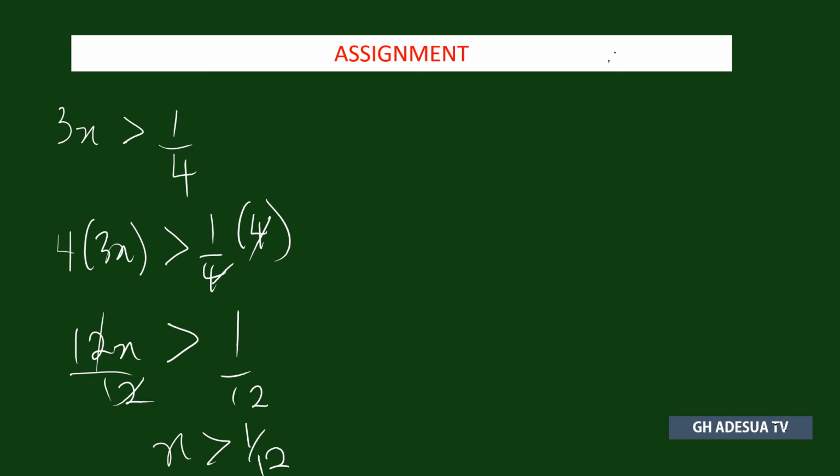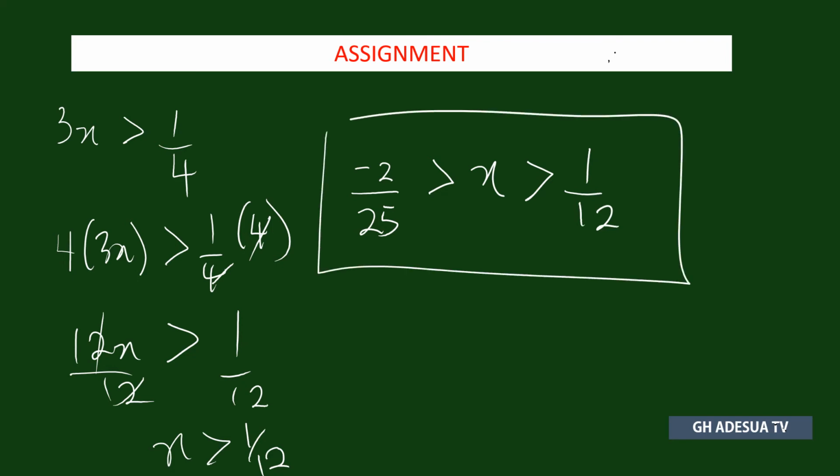So write our final equation. You put our x in the middle. What do you have on the left? You have negative 2 over 25. And then on the right, you have 1 over 12. So this is our outcome. Great. So I expect that you got most of the answers right in this assignment. So we'll quickly move on to our study for the day.